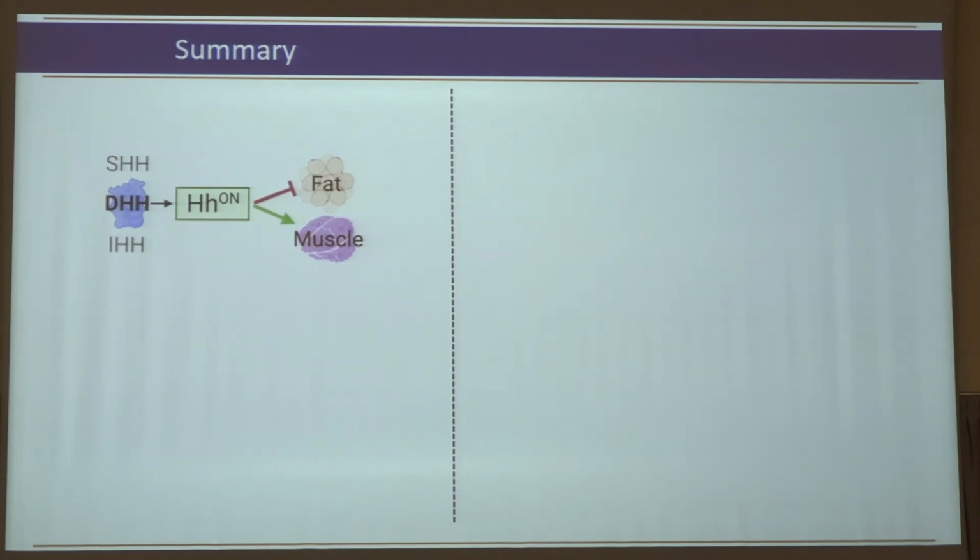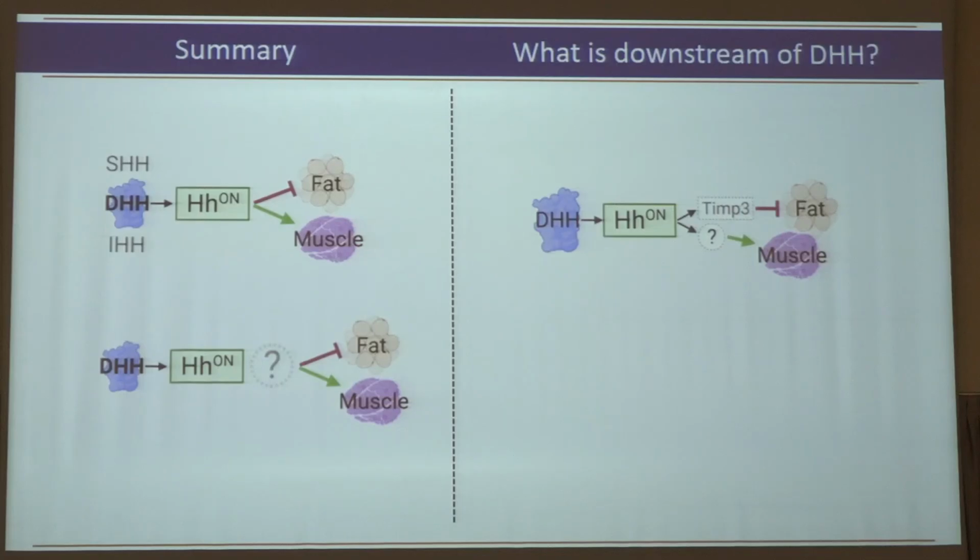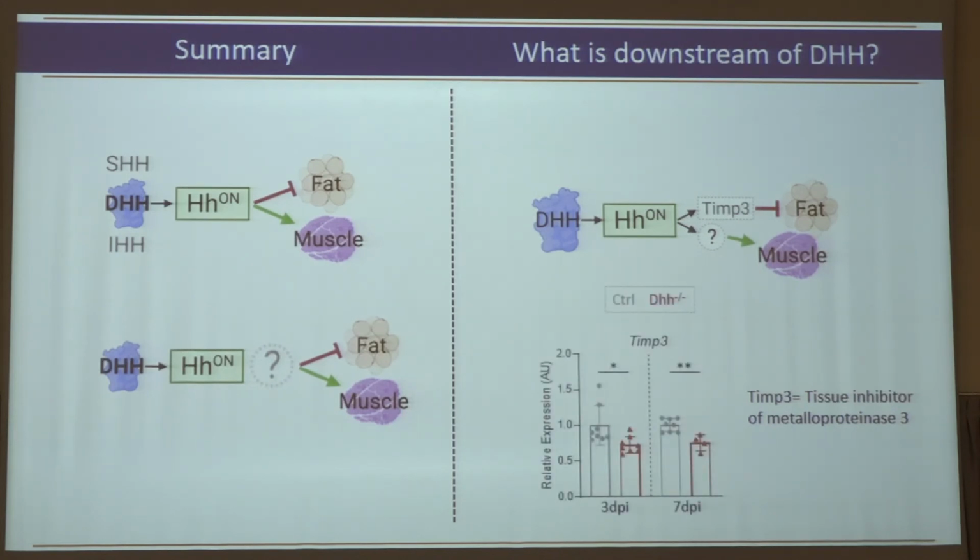And before I leave, I want to answer just one more question, which is what are the possible downstream targets? Previous research from our lab suggests that it could be TIMP3, which is a tissue inhibitor of metalloprotease 3. And in the Desert knockout animal, if we look at 3 and 7 days after cardiotoxin injury, we see that TIMP3 is down. So if we remove Desert, TIMP3 is down, suggesting that there could be a correlation.